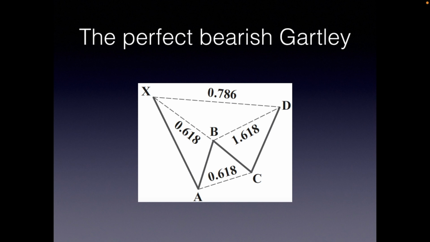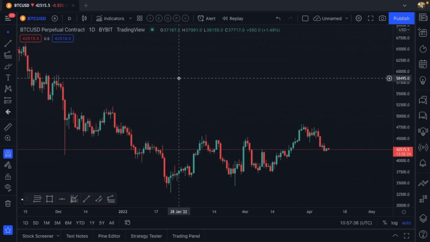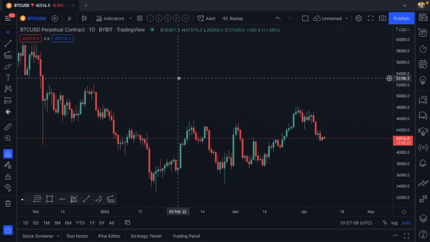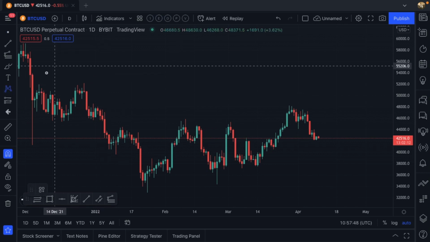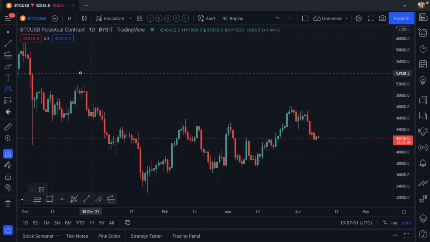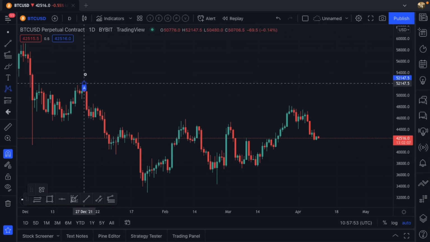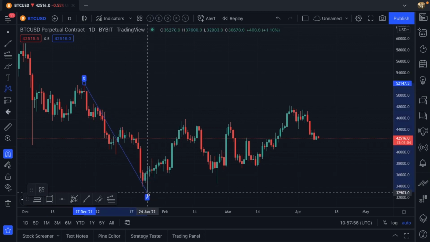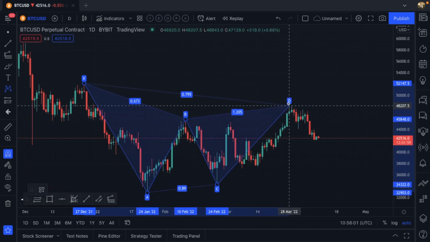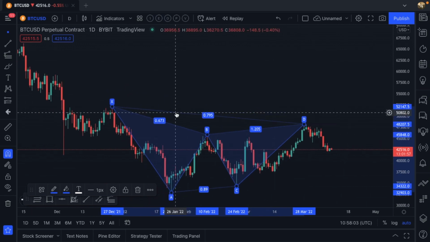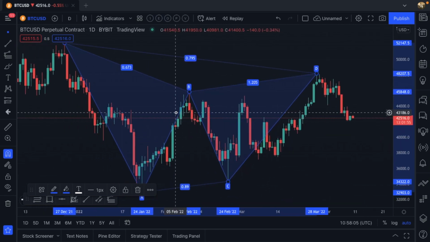So let's head over to the charts and see what we can find. We can see we're looking at the current Bitcoin price chart, the daily, and there is a Gartley playing out right now. So we're going to open up our XABCD tool, and I'll just plot it out for you. And there's our completed Gartley. Now you'll notice it's not perfect. This is not a perfect Gartley.